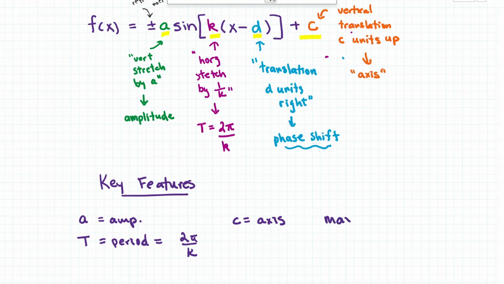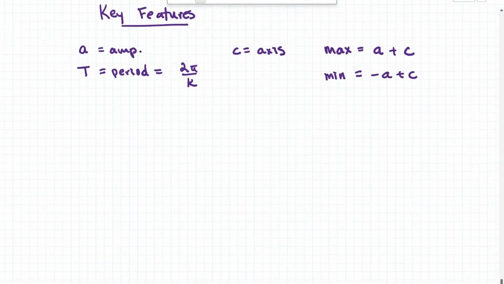First of all, the maximum of the function equals our amplitude plus our axis, A plus c. And then our minimum equals negative A plus c. So we take the negative of our amplitude, and then we add whatever our vertical translation is. Once you have these key features, you're usually pretty good to go to start graphing your function. So let's go through a step-by-step example of how we can apply all this knowledge and graph a trigonometric function. Let's go ahead and start our graphing.